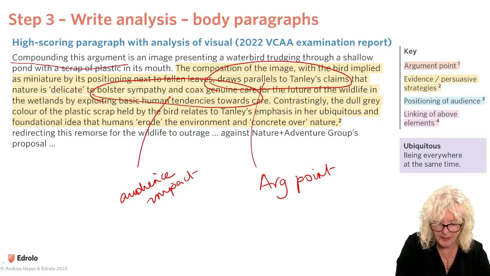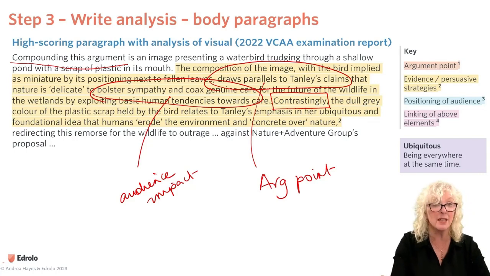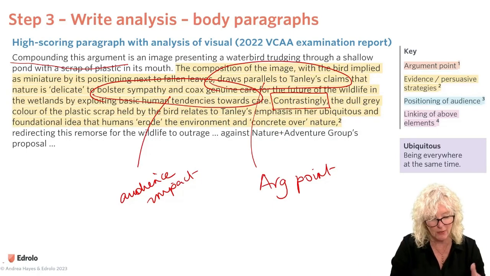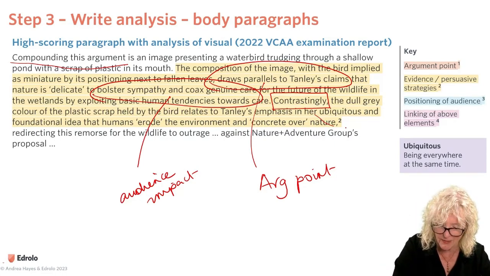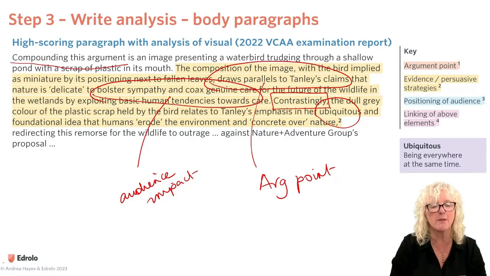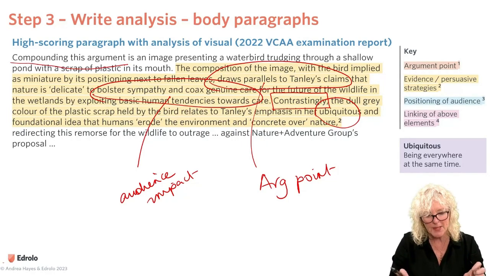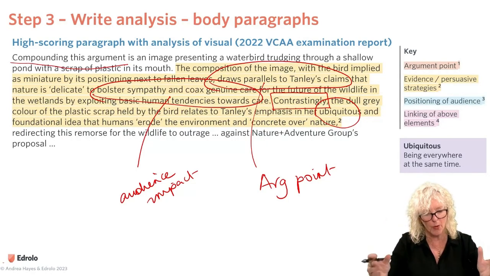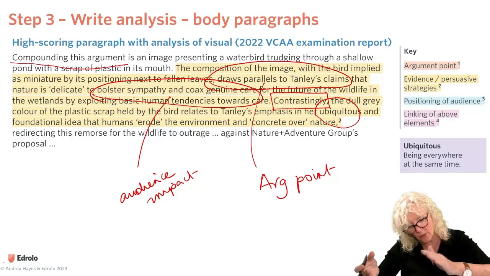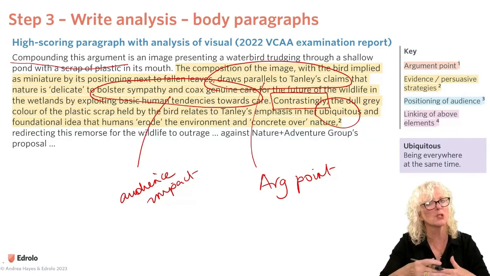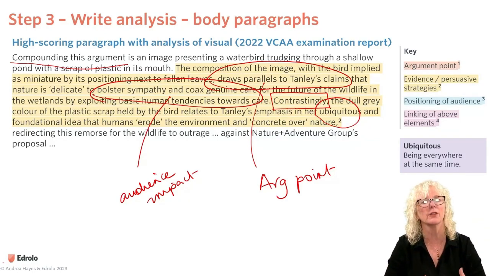Contrastingly, and this is still within the image of that bird in the wetland with the rubbish, the dull grey colour of the plastic scrap held by the bird relates to Tanley's emphasis in her ubiquitous, now I love this word, ubiquitous, being everywhere at the same time. So it's an example of perhaps Tanley's overall points that are woven through her whole piece and how the visual actually relates to all of it as well as just parts of it.